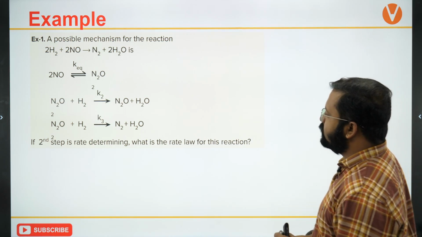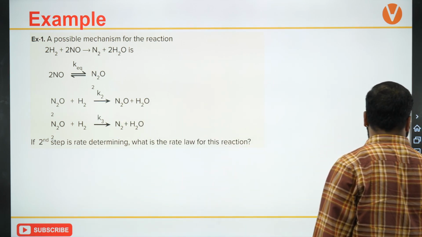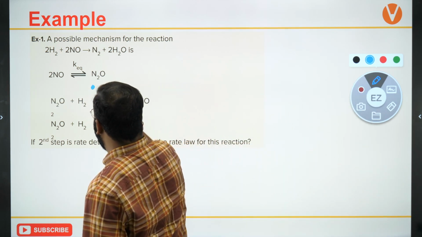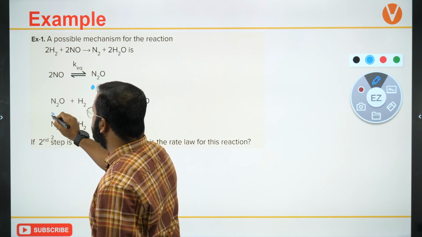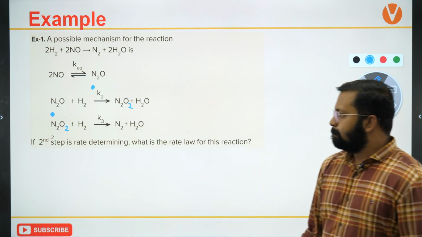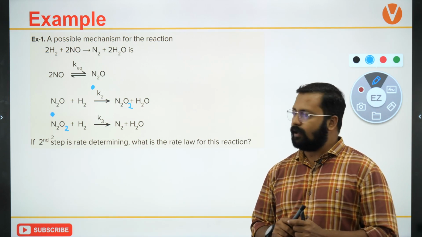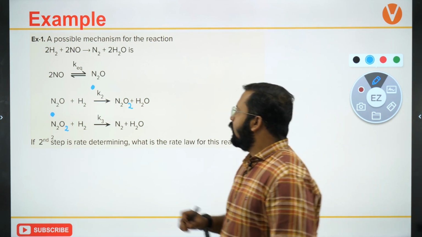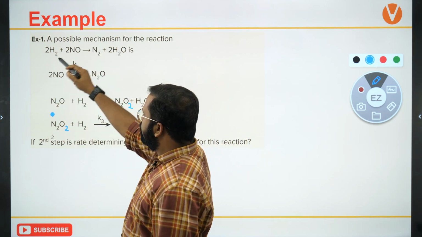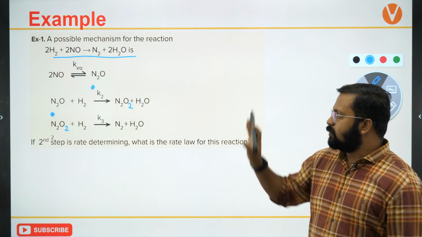A possible mechanism for this reaction is given as this. Now there's a small correction that you have to make over here. Ignore this 2 at this point and put 2 over here. Clear? So this is what has happened. You are given that this reaction takes place in this manner.